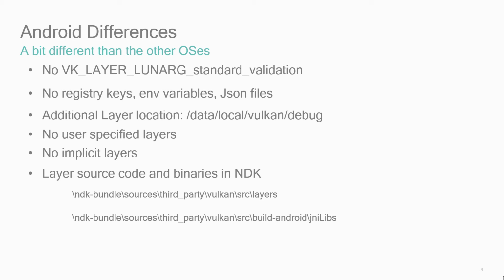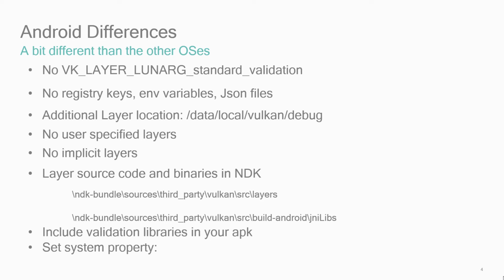Importantly, on Android, you'll generally need to include the validation layers in your APK. They won't be found anywhere else on the file system. Also on Android, you could set a system property with ADB shell set property debug Vulkan layers, followed by the name of the layers to load.